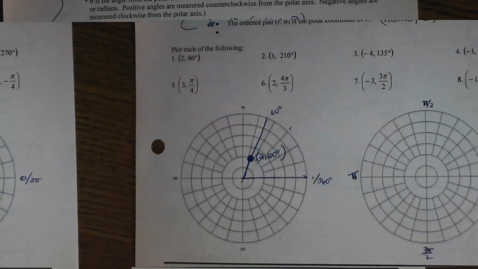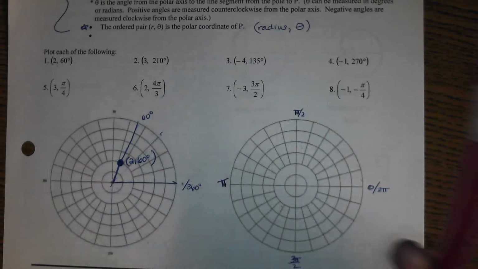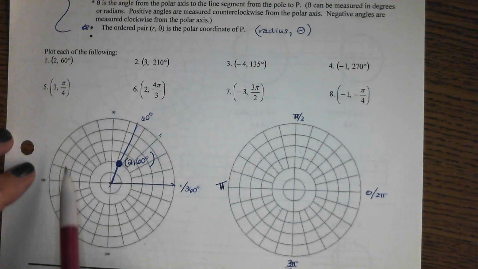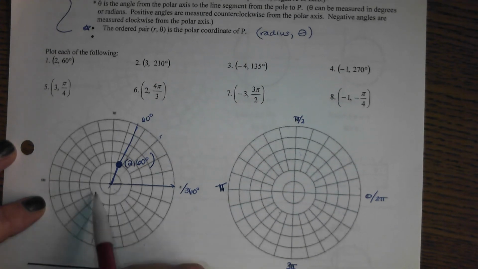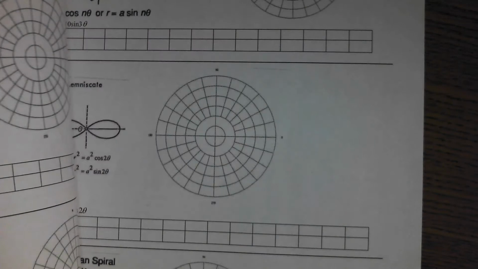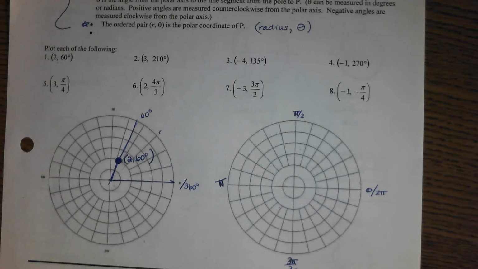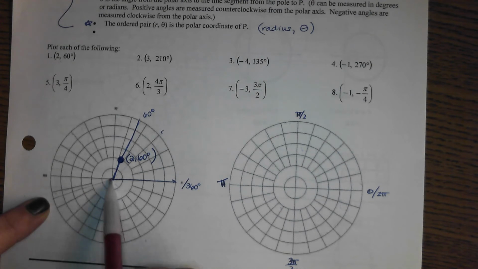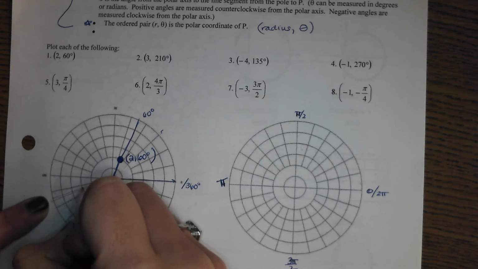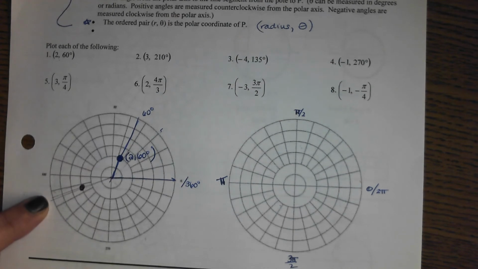Does that make sense? For a 210, what quadrant are we in? Third quadrant, so that would be 30 degrees past 180. I don't love these photographs. I'll give you ones that only have those critical 30, 45, 60s. So we'll estimate a 30 degree 210 would be somewhere in here, and then a radius of 3 would put you right out there.